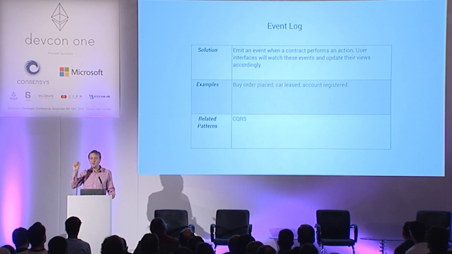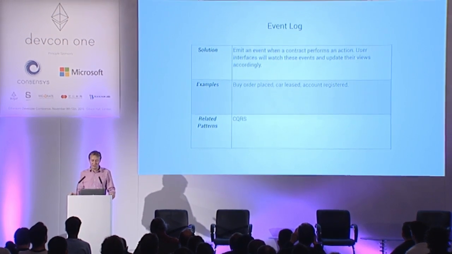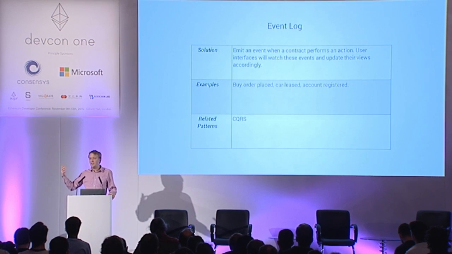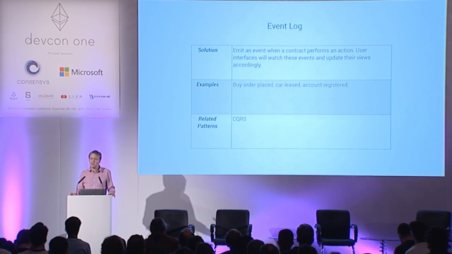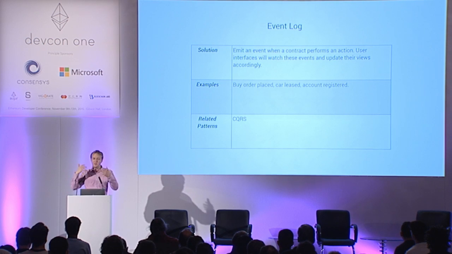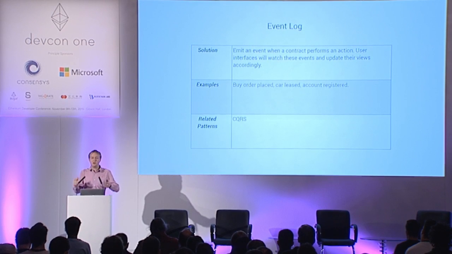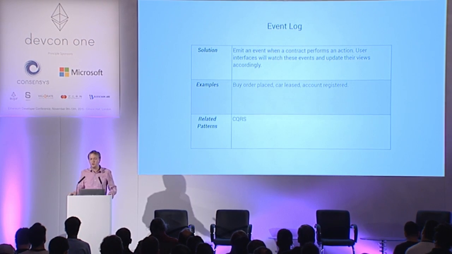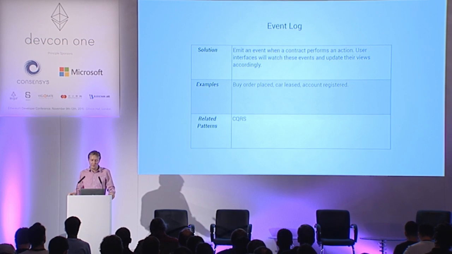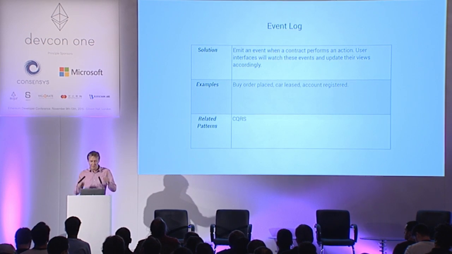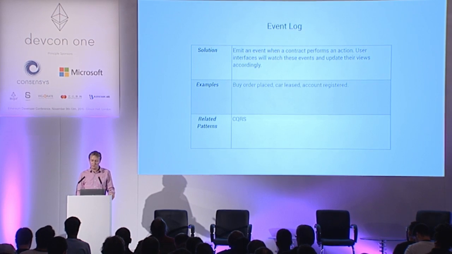So yeah, it's just a single line of Solidity code to emit an event if an action happens, and then you have a listening process or a watching process in your user interface that will update its state accordingly. So examples of this: if a buy order took place, maybe you want to update your crowdfunding website. If you just leased your car key to somebody else, you need to change the code, the public key on the log system. If an account is registered, maybe some other event takes place.